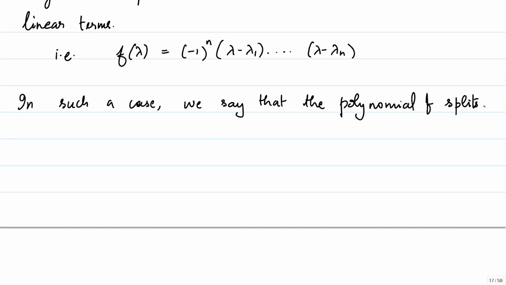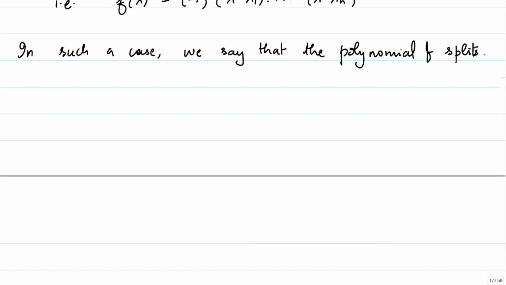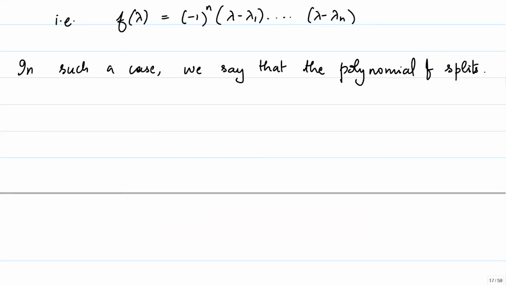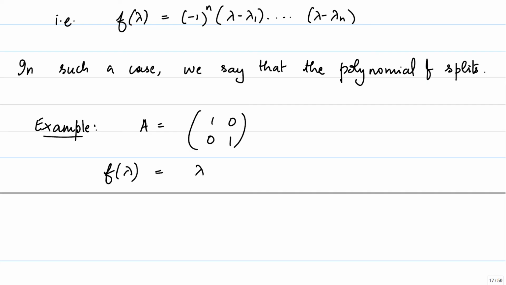So let's look at a couple of examples, where it does split and where it doesn't split. Let's look at the simplest examples. For example, let A be equal to 1, 0, 0, 1. What is going to be f of lambda? f of lambda will be the determinant of lambda I minus A, where I is 1, 0, 0, 1, and it's just going to be lambda minus 1 the whole square, which is lambda minus 1 into lambda minus 1. In this case, it does split.